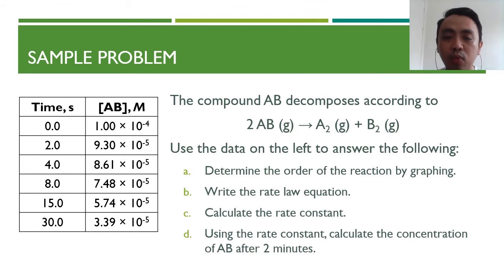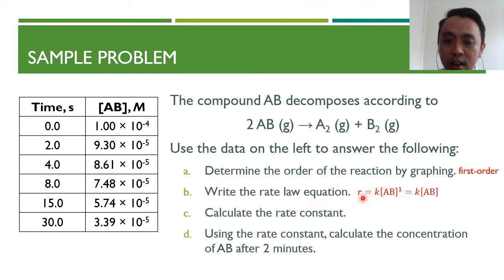From the 3 graphs we were able to generate, we are now ready to answer letter A. The order of the reaction, according to the graphs we made, is a first order reaction. Since this is a first order reaction, the rate law is written as follows.